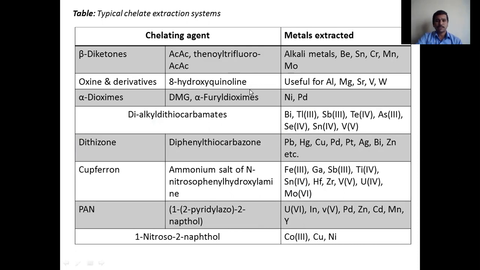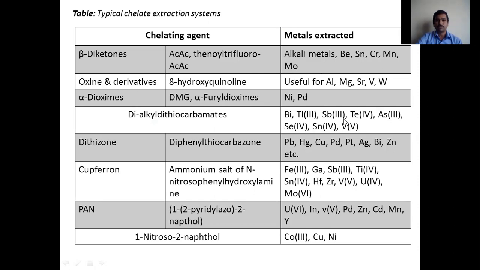So this particular slide is reflecting some common chelating agents which are used to extract metals. These belong to the group of beta diketones. So they are acetylacetone, phenyl trifluoroacetylacetone. I will show you the structure of these chelating agents. These two are used for the extraction of beryllium, tin, chromium, manganese, and molybdenum. Oxime means 8-hydroxyquinoline and its derivatives, used for the extraction of aluminum, magnesium, strontium, vanadium, and tungsten. Alpha dioximes such as dimethyl glyoxime and alpha furyl dioxime are used for the extraction of nickel and palladium.